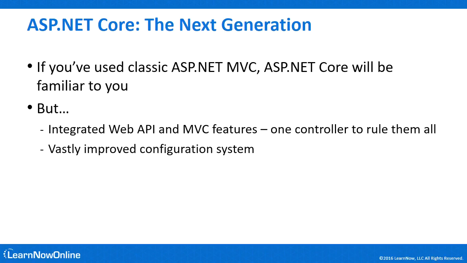ASP.NET Core includes a vastly improved configuration system. For now, it's based on JSON files, but Microsoft is looking at modifying that. But overall, the configuration story is far better than what we used to have to deal with: web.config and other .config types of files.